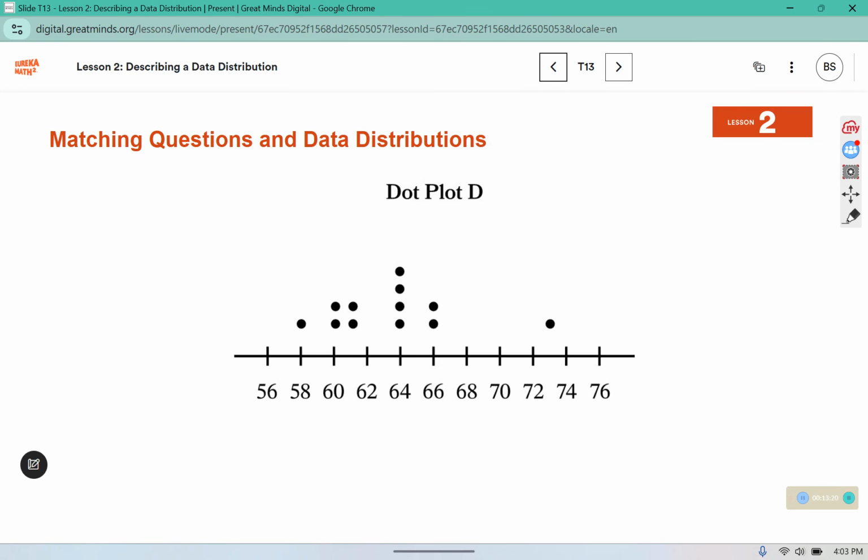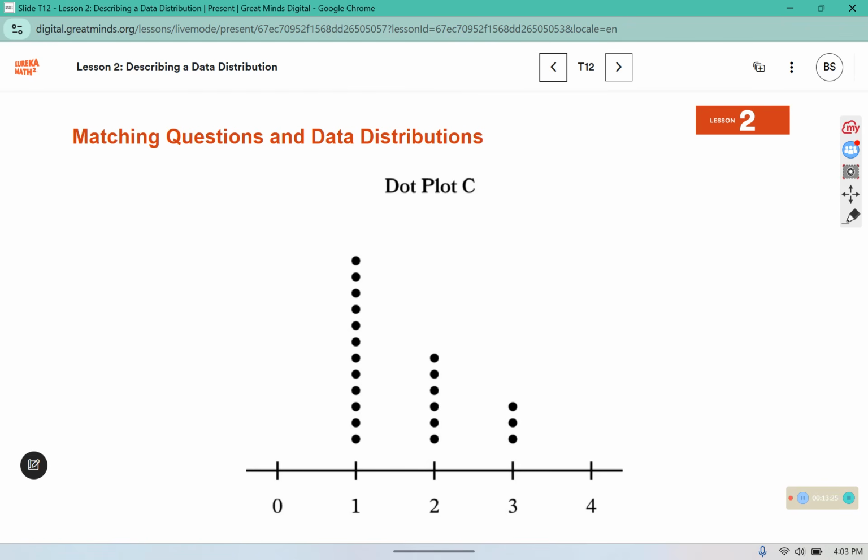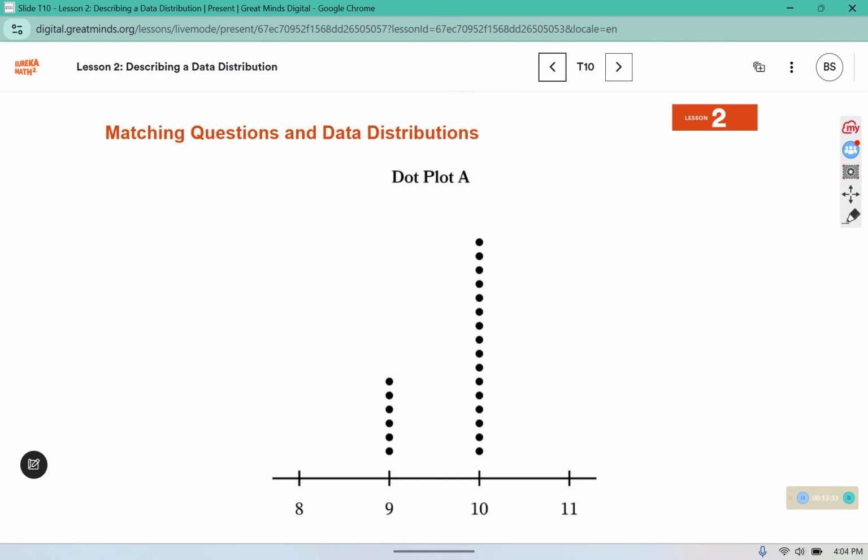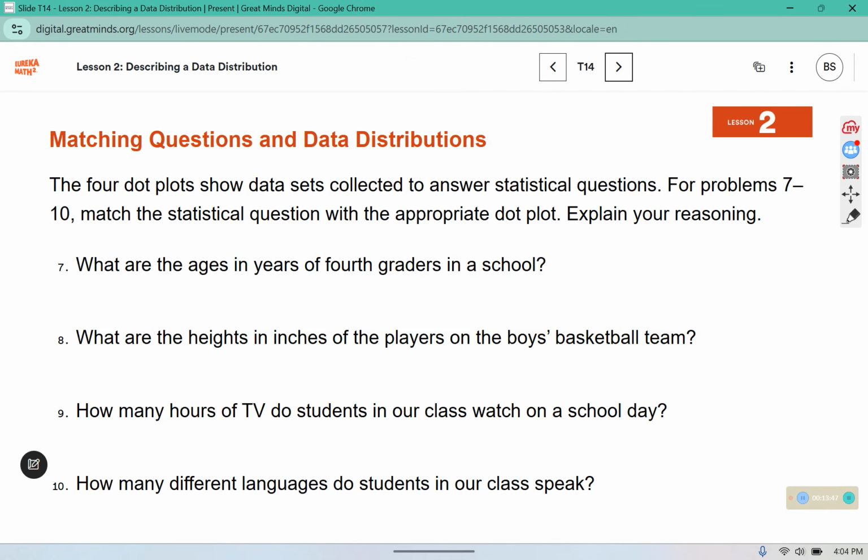D is probably not the ages of 4th graders because they wouldn't be 58 years old or 1-year-old. And they probably don't range from 0 to 8 years old if they're in the same grade. So my prediction is that dot plot A matches the ages of the 4th graders. You see 9-year-olds and 10-year-olds. And the reason is because most 4th graders are between 9 and 10 years old.